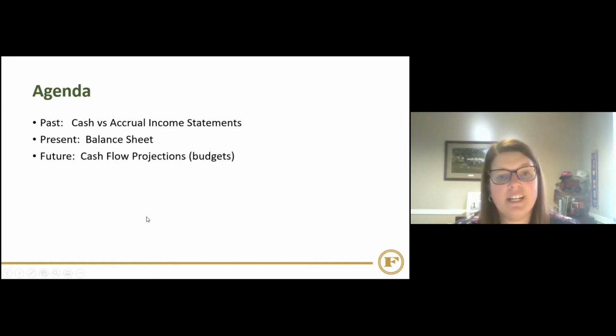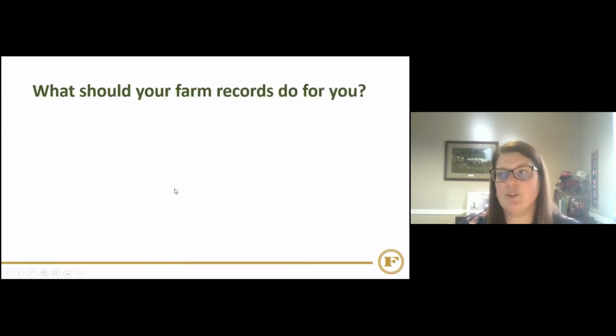Our agenda for today is organized in the same way that I like to run my meetings with my customers. We first look at the past to see how they have performed so far using their income statements. Then we put together a balance sheet to see where they are today. And finally, we look into the future using cash flow projections, also known as budgets, to help them meet their goals. So with that, let's go ahead and get started. We are going to talk about farm records today because you can't do these financials without the farm records.